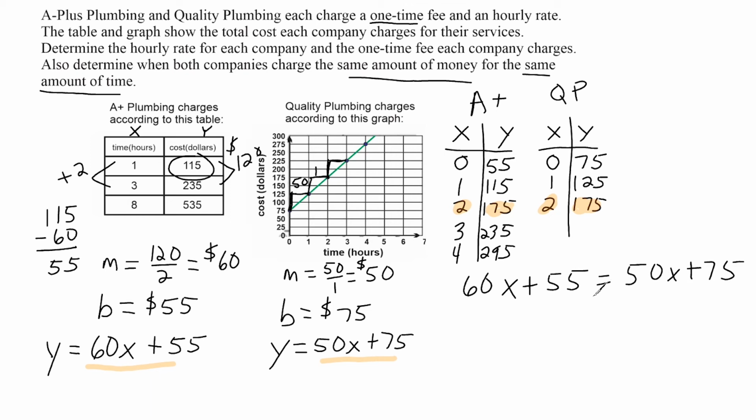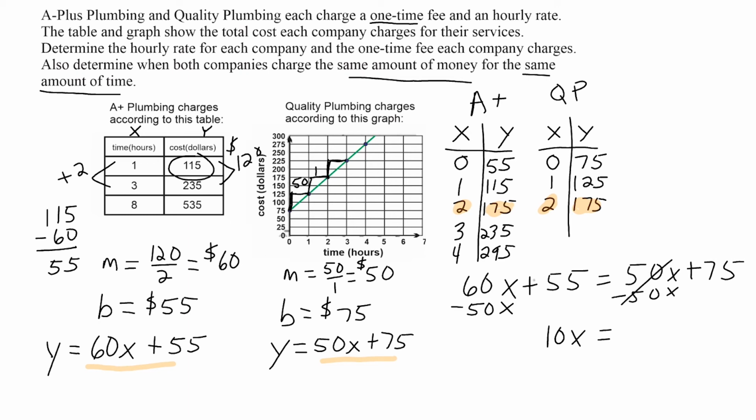All right, now what we're going to do is just solve for x. Whenever you have just one variable in your equation, then it is possible to solve for that equation. So let's go ahead and move this 50x all the way over to the left so we can combine like terms. So we are going to move 50x to the left side, and that results in 10x.